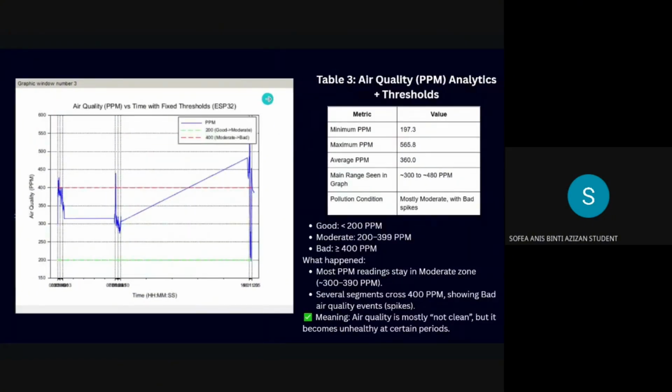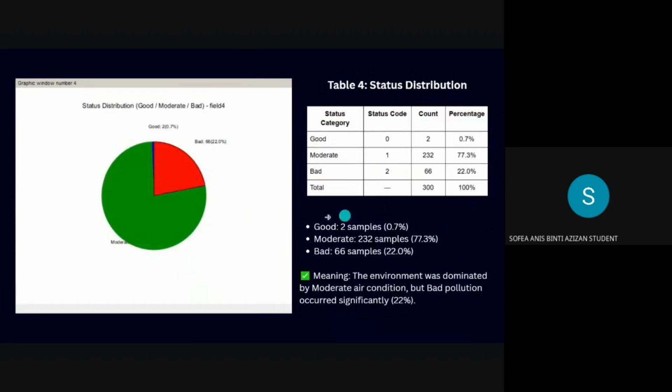Next, table 3 is for air quality ppm versus time with fixed threshold. So for good to moderate, we put 200, and 400 is for moderate to bad. As we can see, mostly the data is around moderate. Very few is around good, and also there is some above bad. Okay, table 4 is status distribution. This table is just to show the count for good, moderate, and bad data that is in the system.